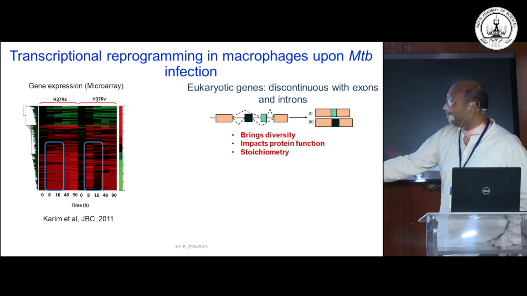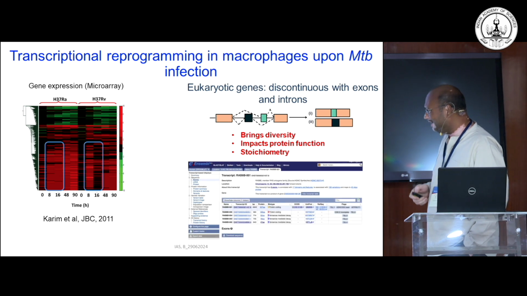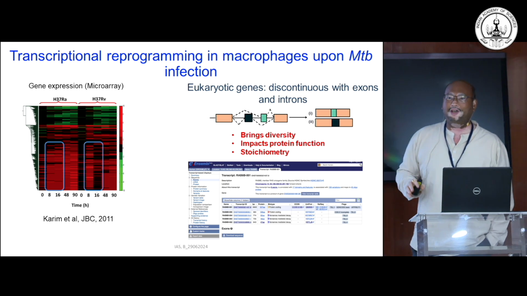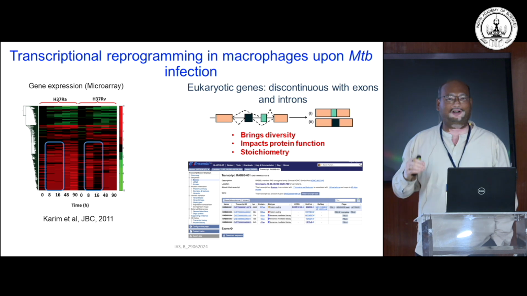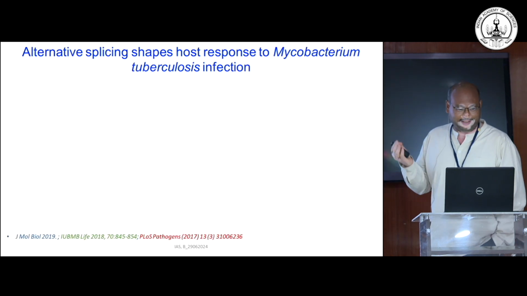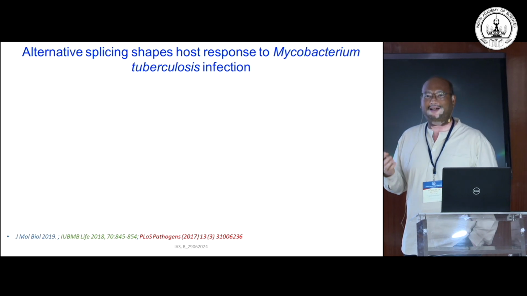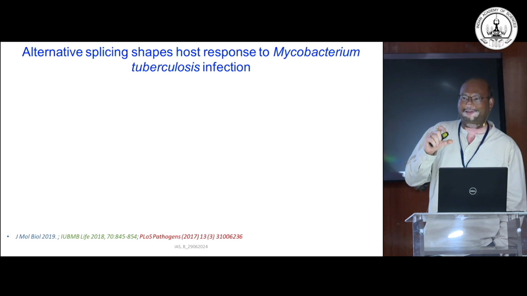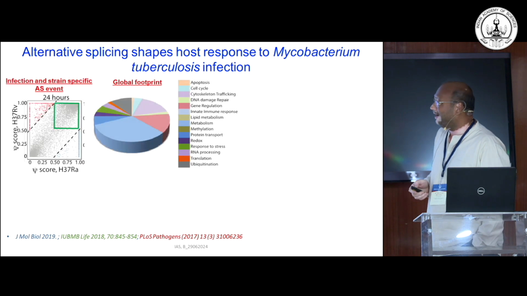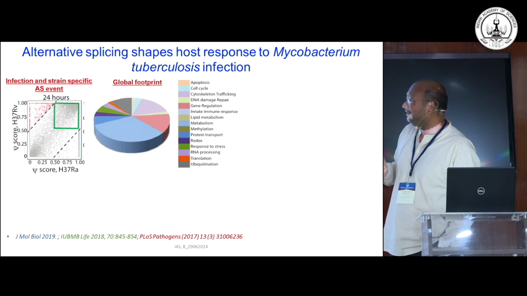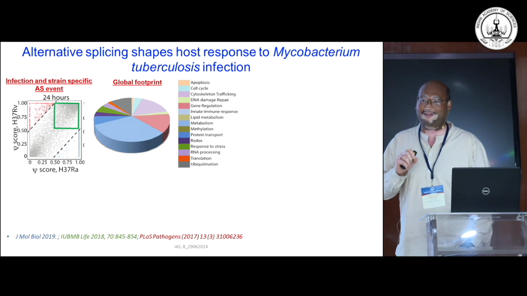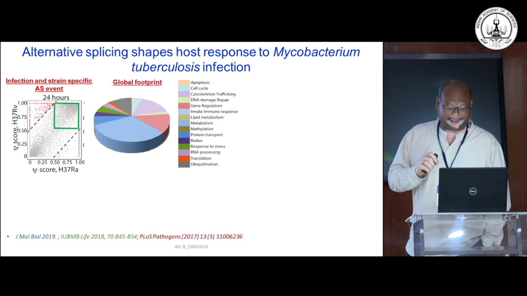That information you cannot get from a normal microarray experiment, and any gene you pick up and put on Ensembl, which is the standard database, you will find multiple splice variants of a given gene in the database. What we had done several years ago, we did RNA-seq analysis. It's a very high depth RNA sequencing analysis from the MTB-infected macrophages. And the observation was that infection and strain-specific perturbation of splicing happens in MTB-infected cells.